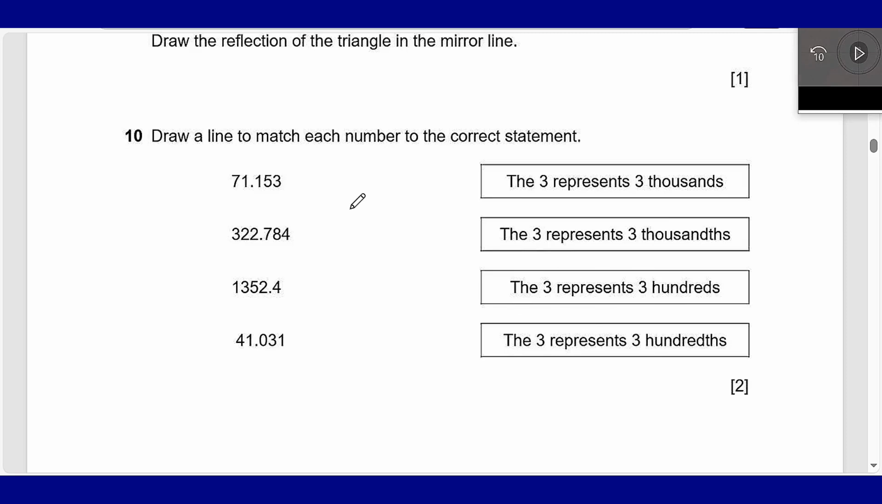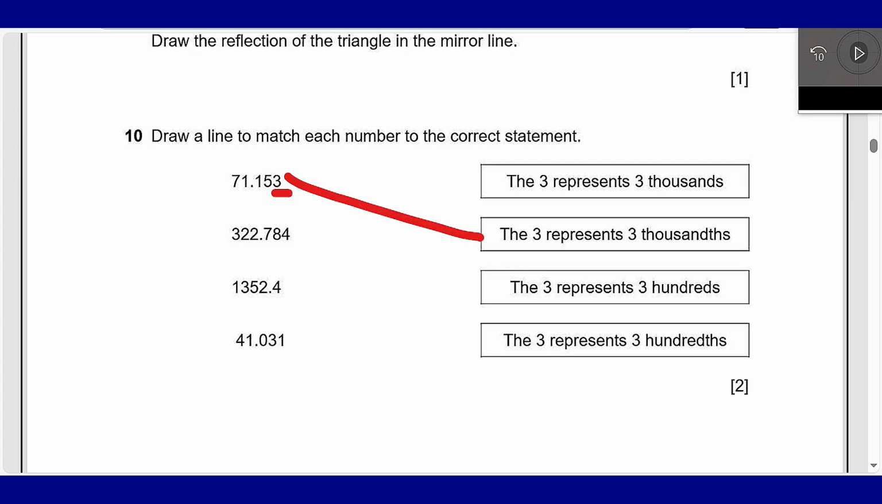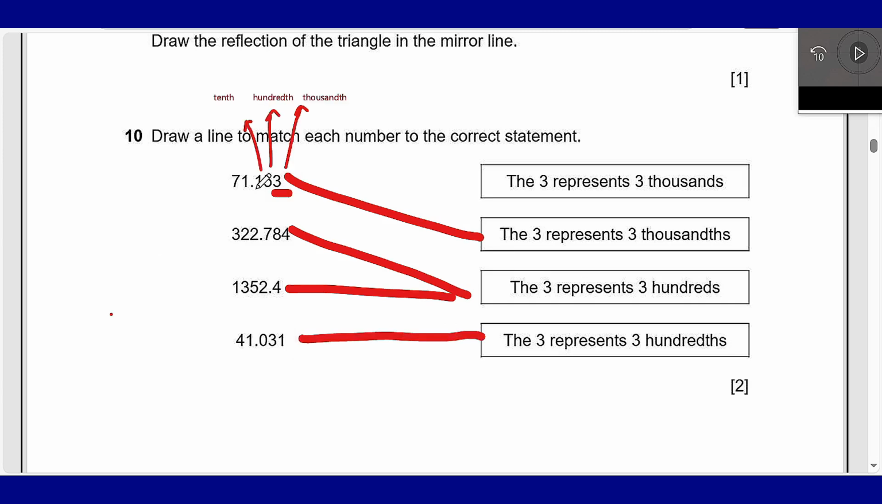So the correct answer is, the 3 here represents D here, and then 4 here, this is here, and this also goes here. So what is the explanation? In here we see that the place next to the decimal point is the tens place, the next digit after that is the hundreds place, and the next digit is the thousands place.